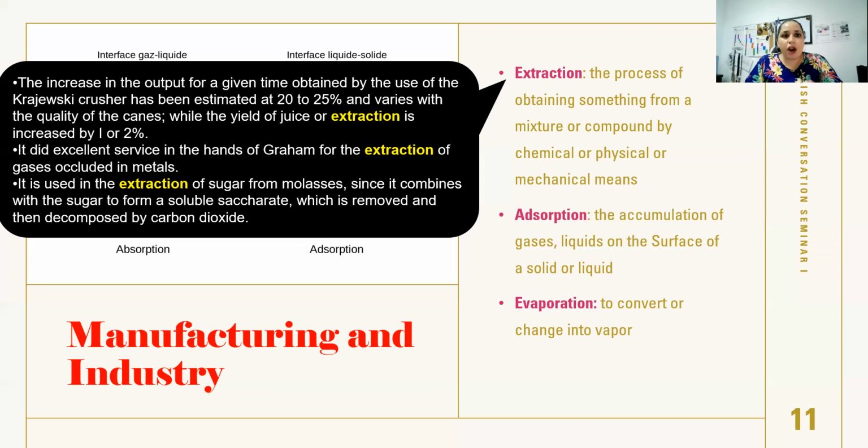The increase in the output for a given time obtained by the use of the Krajewski crusher has been estimated at 20 to 25% and varies with the quality of the canes, while the yield of use or extraction is increased by 1 or 2%. It did excellent service in the hands of Graham for the extraction of gases occluded in metal. It is used in the extraction of sugar from molasses since it combines with the sugar to form a soluble saccharate, which is removed and then decomposed by carbon dioxide.